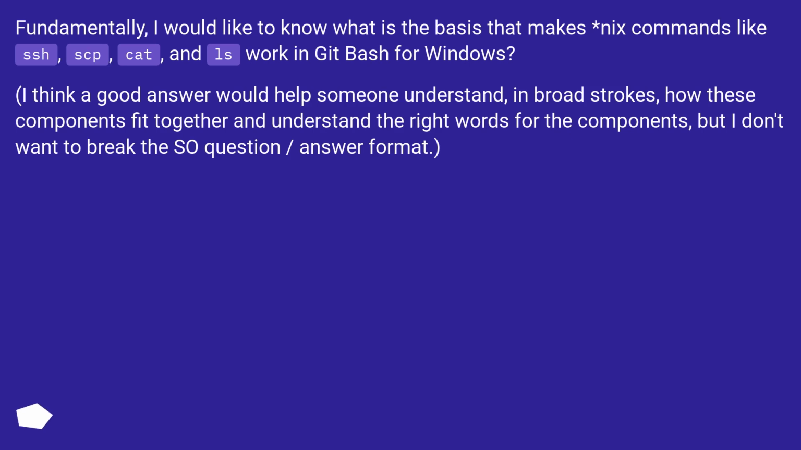Fundamentally, I would like to know what is the basis that makes *nix commands like ssh, scp, cat, and ls work in Git Bash for Windows. I think a good answer would help someone understand, in broad strokes, how these components fit together and understand the right words for the components, but I don't want to break the Stack Overflow question and answer format.